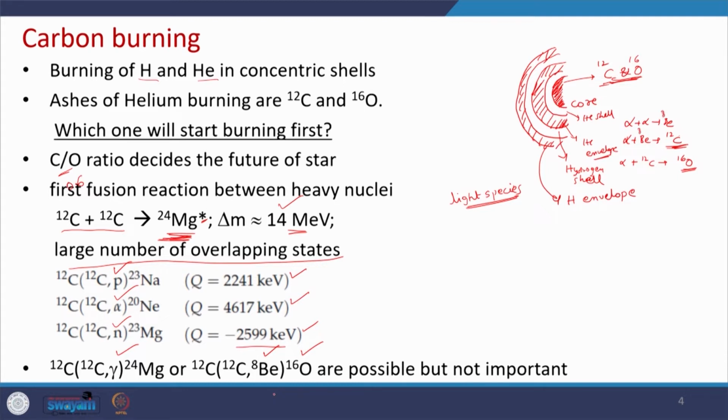Five reactions are possible. Out of them, three reactions emit lighter species and two reactions emit one gamma and another beryllium-8, but they are not of much importance in the energy production. But they can give us an idea about the synthesis of different nuclides, all right.